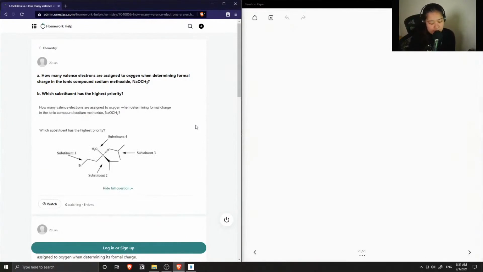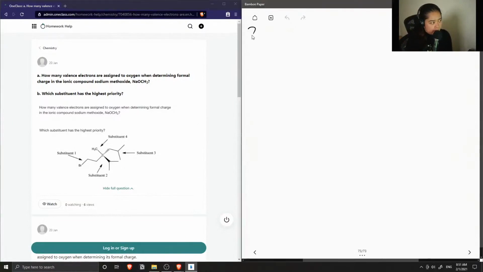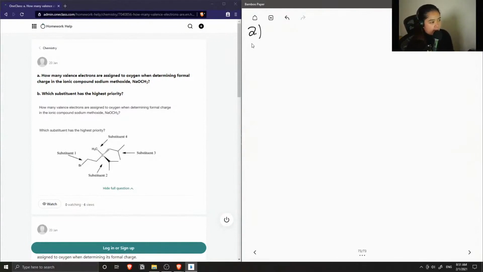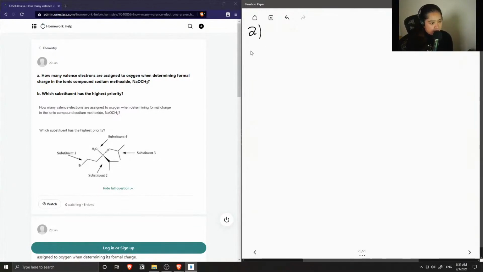Okay, so question number 2. 2a, how many valence electrons are assigned to oxygen when determining the formal charge in the ionic compound sodium methoxide? And part B, which substituent has higher priority? Okay, so this is a 2-part question.